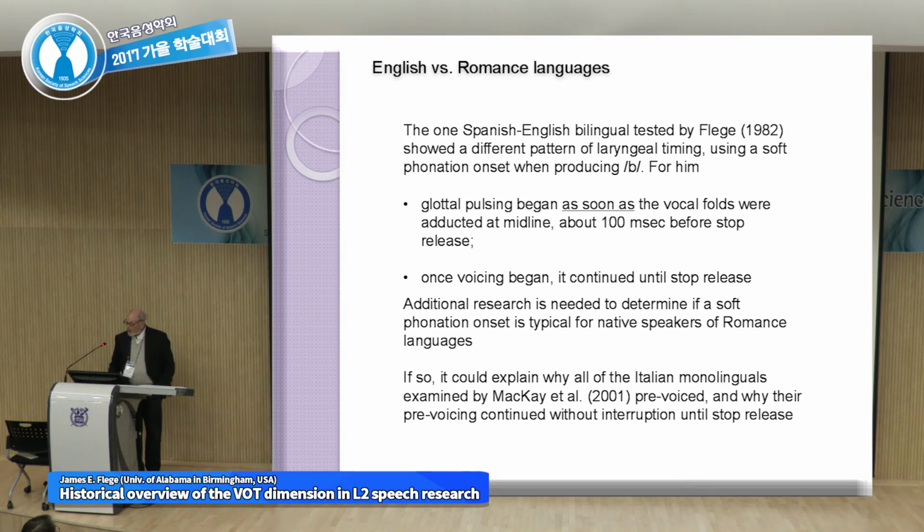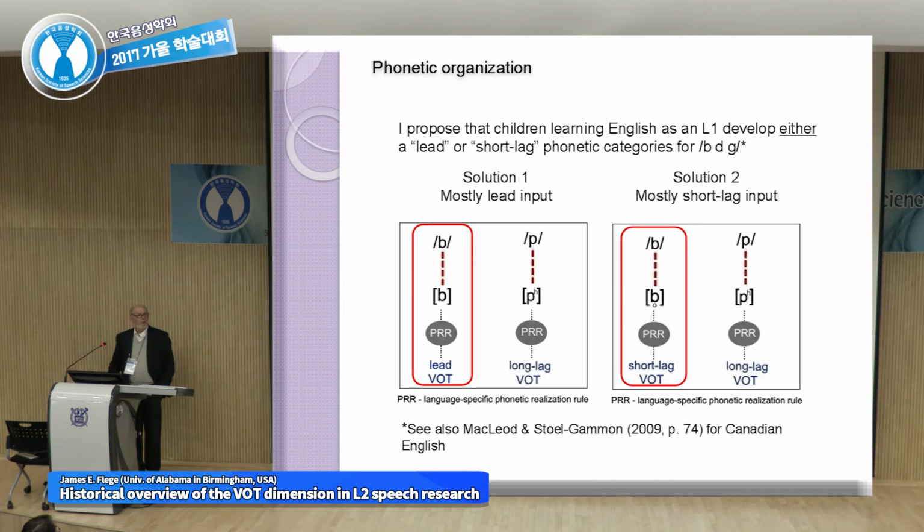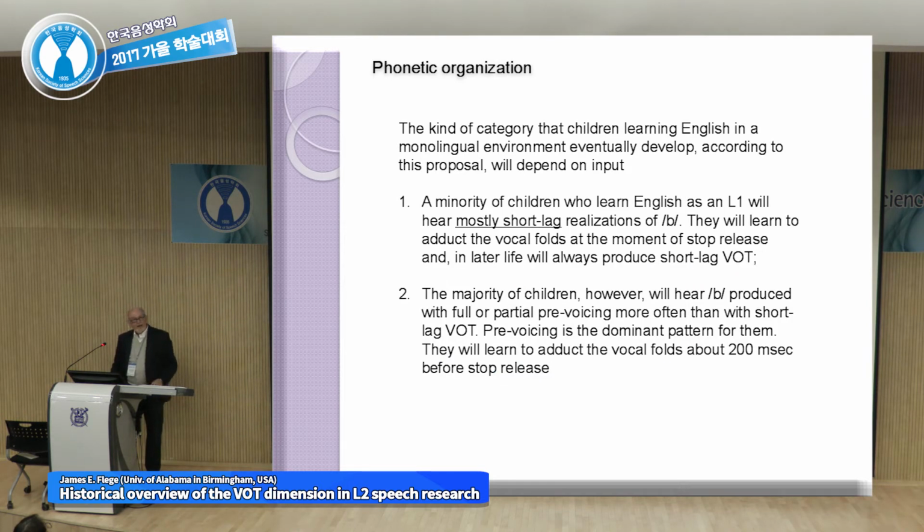If so, it could explain why all of the Italian monolinguals examined in our 2001 study pre-voiced, and why their pre-voicing continued without interruption until stop release. I propose that children learning English as their native language develop either a lead or a short lag phonetic category for English BDG. The kind of category in this view that children learning English in a monolingual environment will eventually develop, according to this proposal, will depend on the input that they receive.